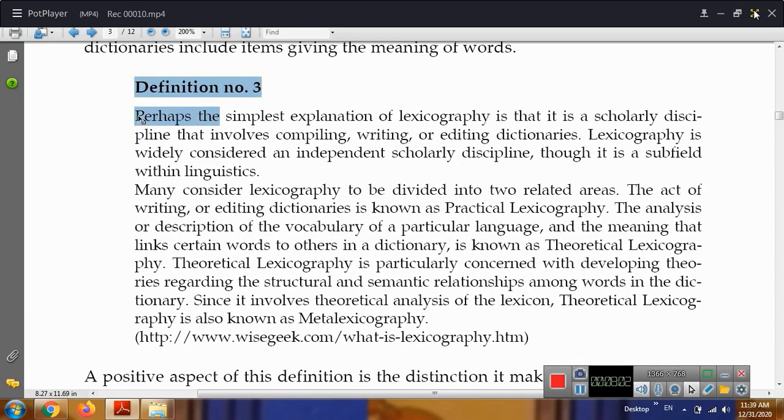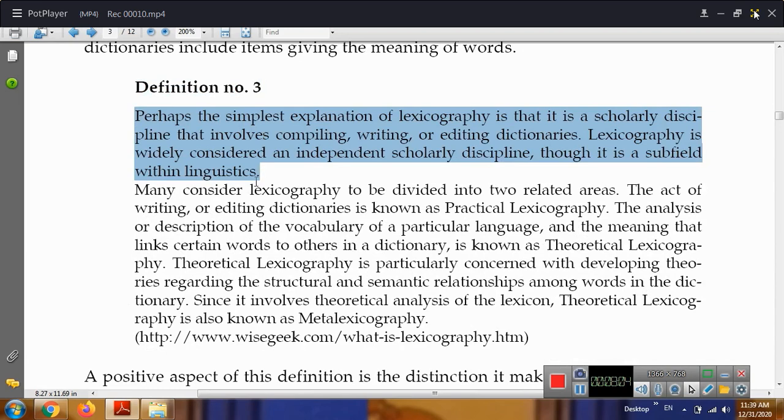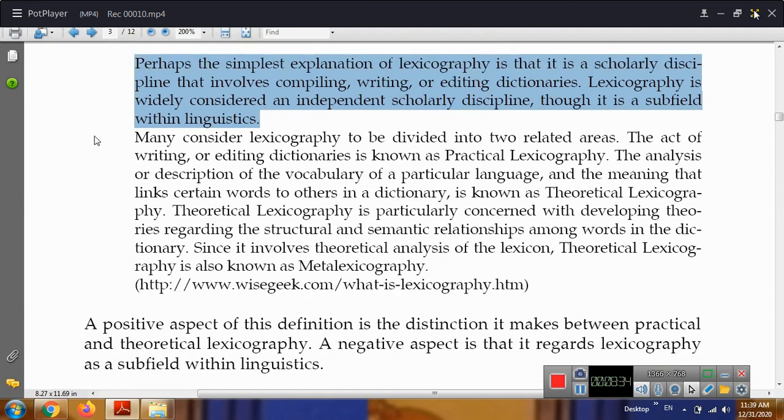Definition number 3. Perhaps the simplest explanation of lexicography is that it is a scholarly discipline that involves compiling, writing, editing dictionaries. Okay, here we can see another feature of lexicography, which is connected to compiling, writing, and editing dictionaries. Lexicography is widely considered as an independent scholarly discipline, though it is a subfield within linguistics.